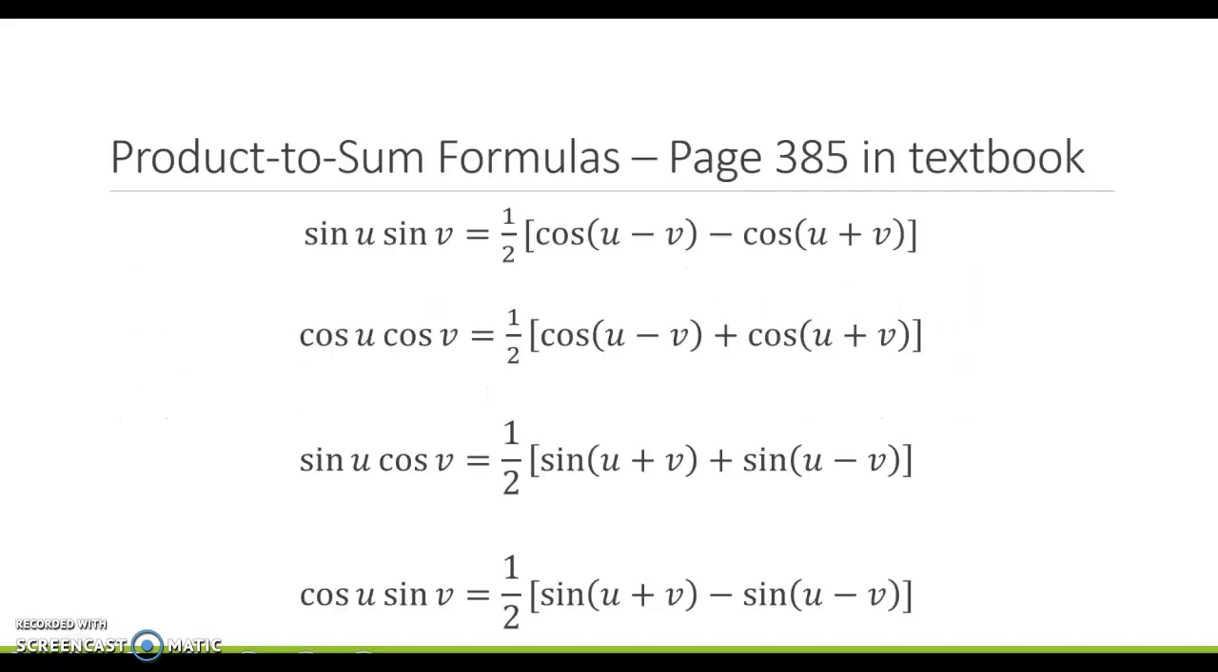So the first ones, these are our product to sum formulas. These are found on page 385 in your textbook, so you can reference them there as well. As you can see on the left-hand side, these all start out as products of either sine times sine or cosine times cosine or sine times cosine, where u and v are just angle measures again. These products are then turned into either differences, as you can see in the first one and the last one, or sums, as you can see in the second and third one.